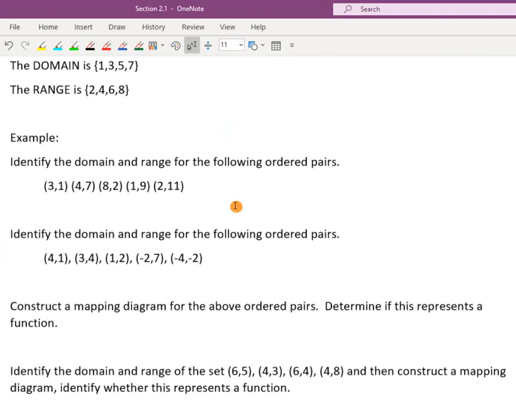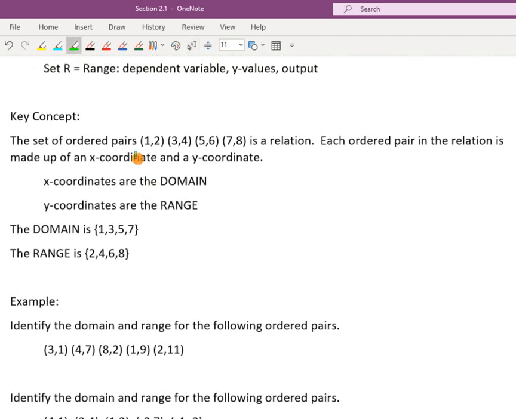So they're going to ask you these types of questions. They're going to say, if we've got this list of ordered pairs, can you tell me what the domain is and what the range is? The way I remember this, domain alphabetically comes first before range does, D and R, and X comes alphabetically before Y does. So it helps me remember which one's which.